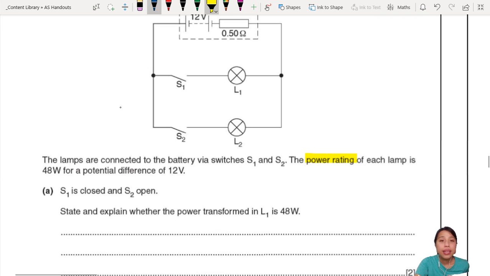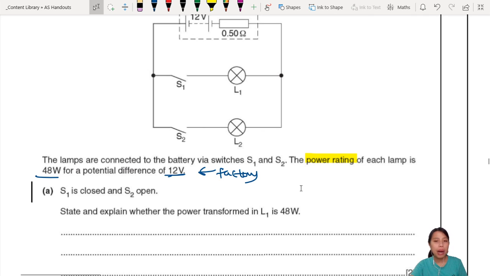This is power rating. This means, like I mentioned earlier, when you test it in the factory, if you give it 12 volts, it will dissipate a power of 48 watts. And that is the rating. That's what is recommended that you should give to it. Now, S1 is closed and S2 is open. State and explain whether the power transformed in the first lamp is 48 watts or not.